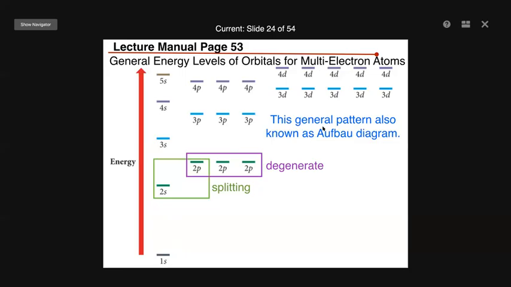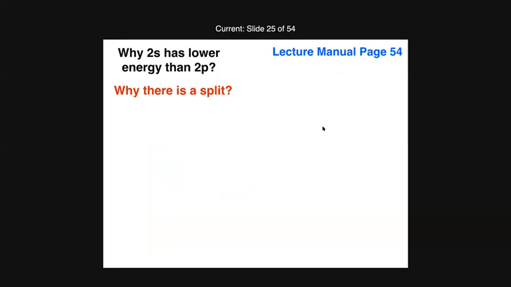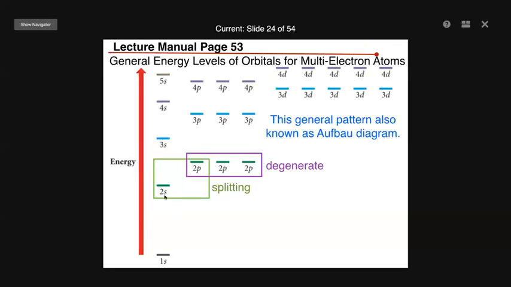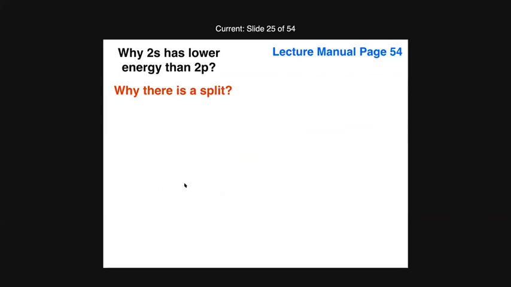What I want you to look at more closely is why there is a split. Why is there a split between 2s and 2p, in comparison to the hydrogen atom, which doesn't have a split? This is when we are going to take a look at more than one electron. Before we look at that, you need to understand the fundamental force that holds electrons within an atom.